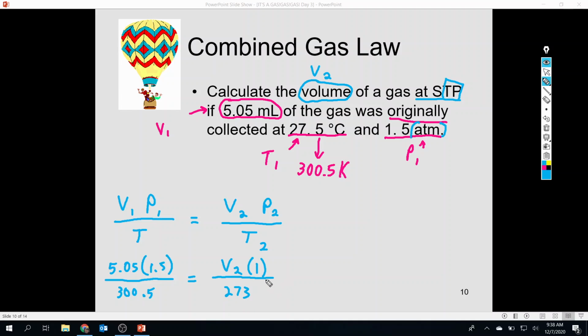All right, I'm going to take a moment and do the math, and I would invite you to do the same. Just pause the video. I'll tell you what, I'll just crunch the numbers while we're all sitting here talking together. So type in the numbers, and I'm going to type 5.05 times 1.5, and then divided by 300.5, and I'm going to get 0.0252.